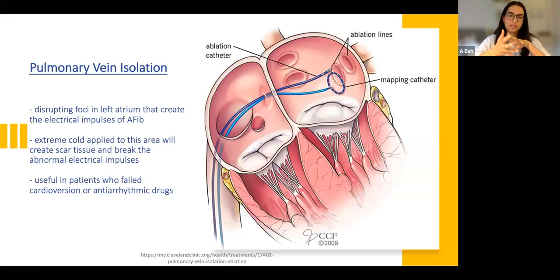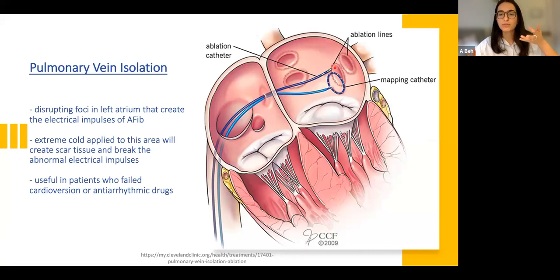Then we have one last procedure that we can do in patients who failed the cardioversion or the antiarrhythmic drugs. This is a very specialized procedure called the pulmonary vein isolation. The doctors enter the patient's heart through the inferior caval vein. They then go into the right atrium and pass onto the left atrium, and they enter with 2 catheters. One is the mapping catheter and the other one is called the ablation catheter.